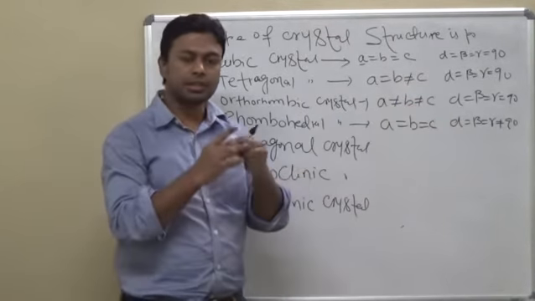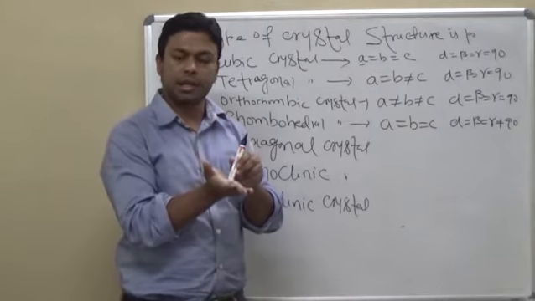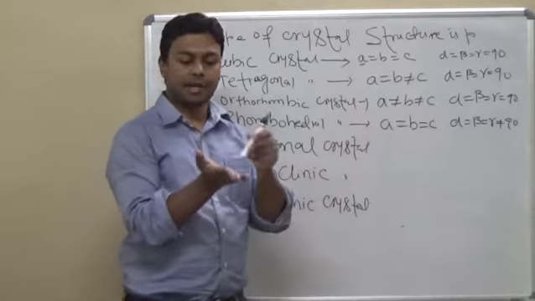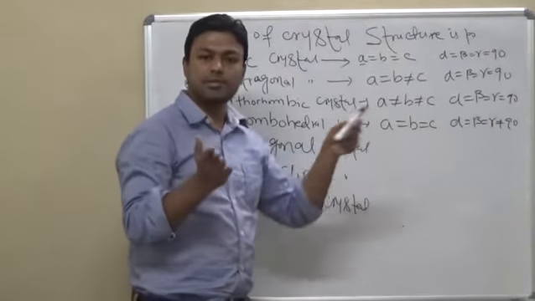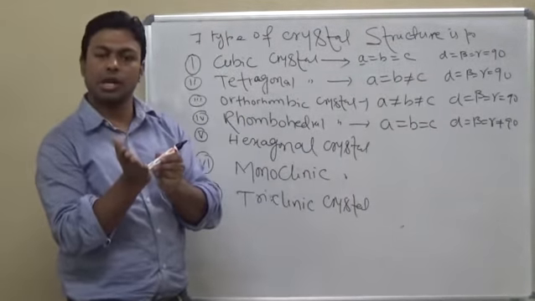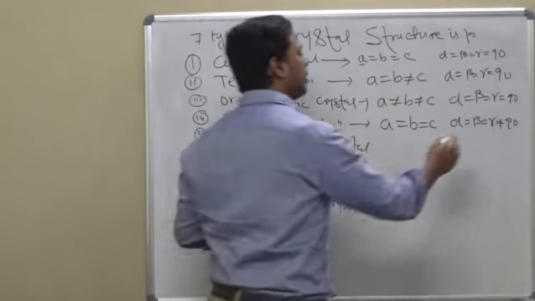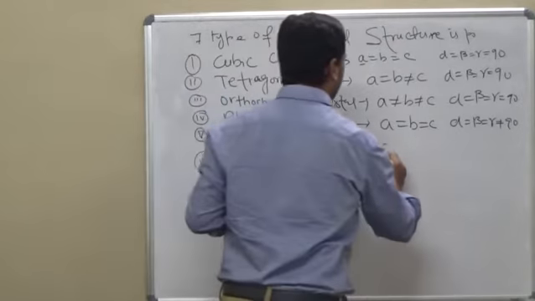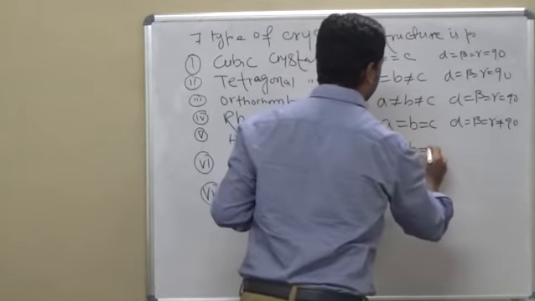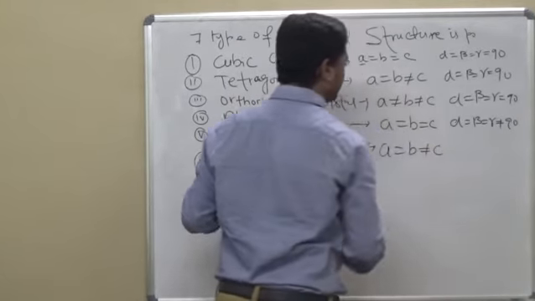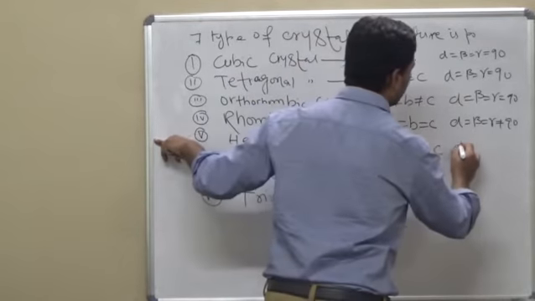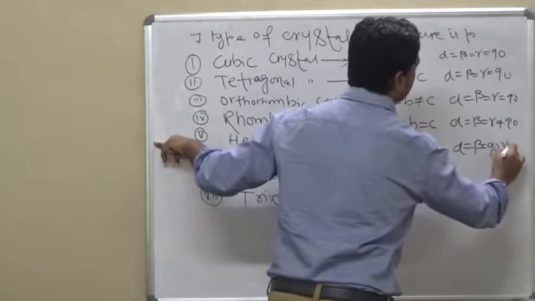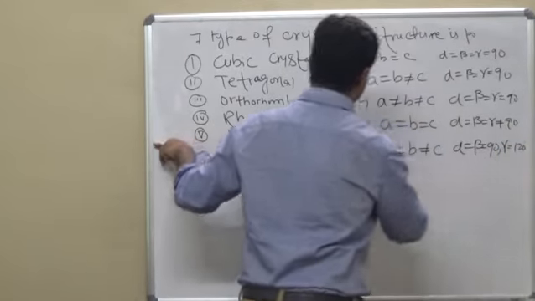Earlier we discussed that in all these cases we have 90 degree angles, but here all angles A, B, C will be equal, but that angle will not be equal to 90 degrees. All sides are equal. In hexagonal, two sides are equal, third side is not equal. And in case of angles, two angles are equal to 90 degrees, and one angle is equal to 120 degrees.